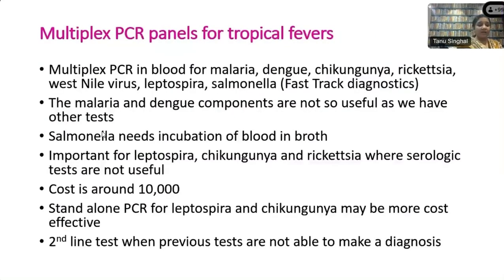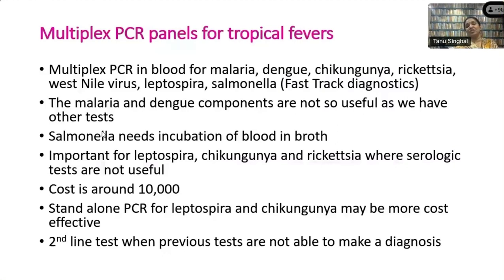Now, a couple of minutes about the multiplex PCR panels for tropical fevers. These have really gained prominence in the current day, and most of the tropical fever panels have a multiplex PCR which tests for malaria, dengue, chikungunya, rickettsia, lepto, salmonella, West Nile. Now, if you look at the components of this tropical fever panel, malaria and dengue are not so important because for them you have good tests.